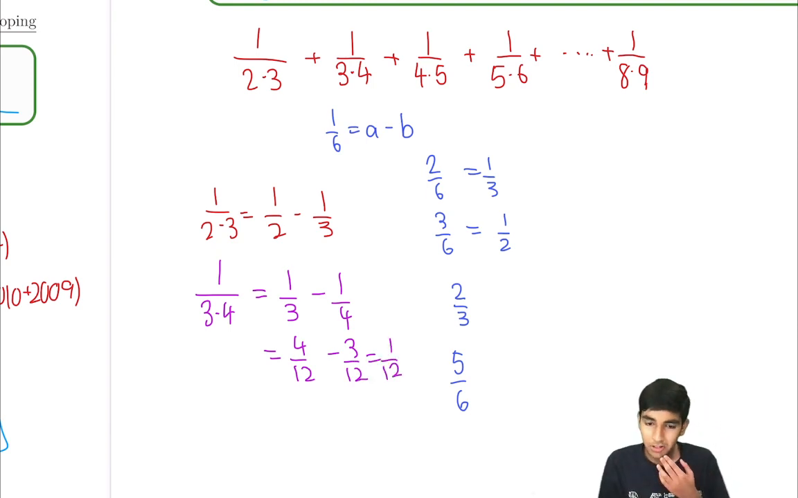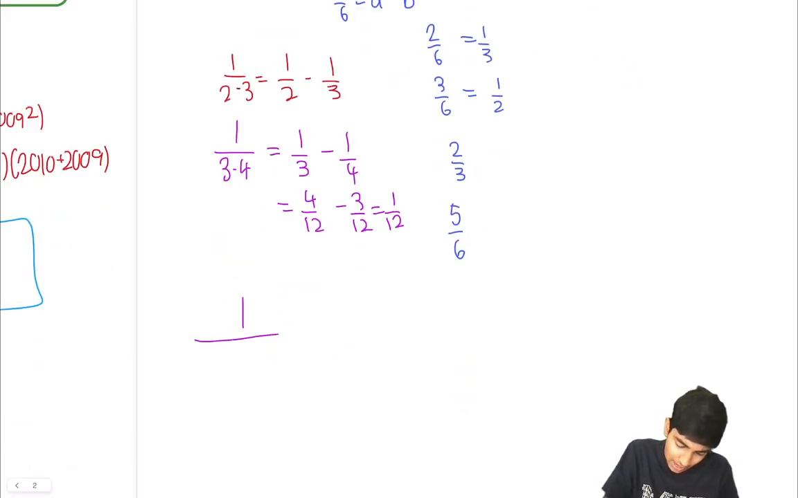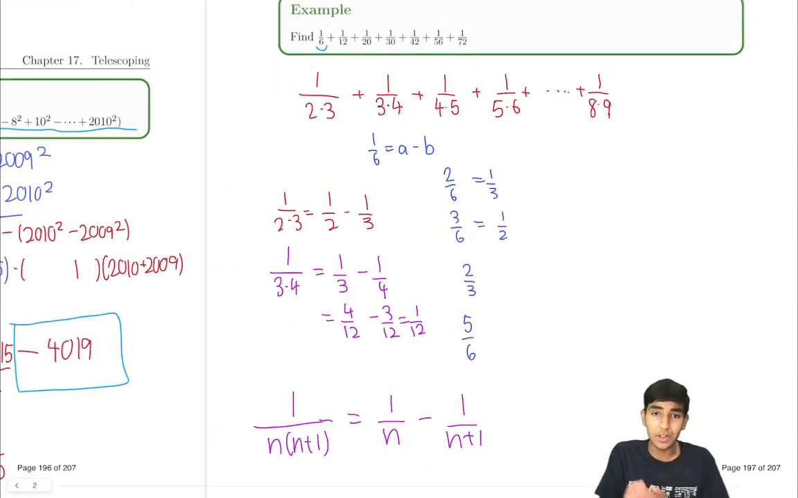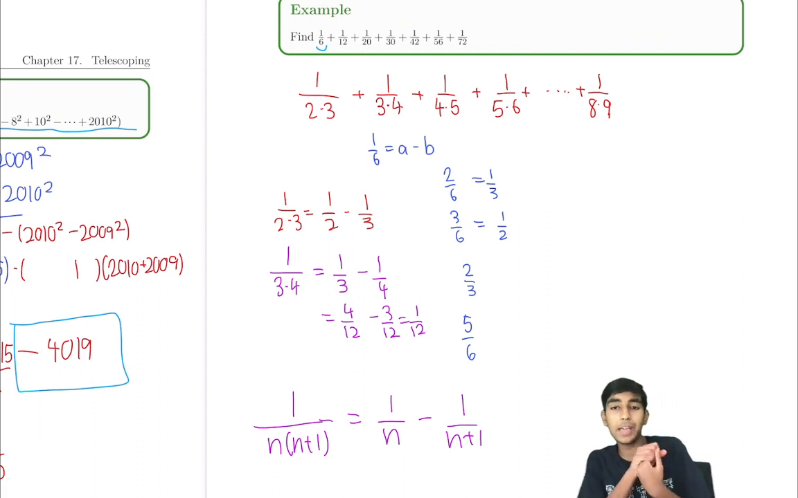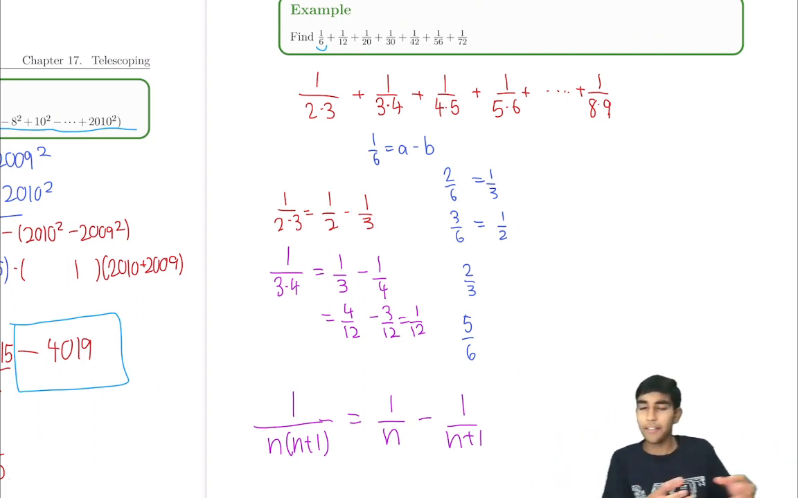Okay, 2 examples. Now, can we generalize it? Is it true in general that 1 over n times n plus 1 is equal to 1 over n minus 1 over n plus 1? If this were true, that would make the expression we needed, right? For telescoping, we can't just keep adding. We need to add, then subtract, add, then subtract.